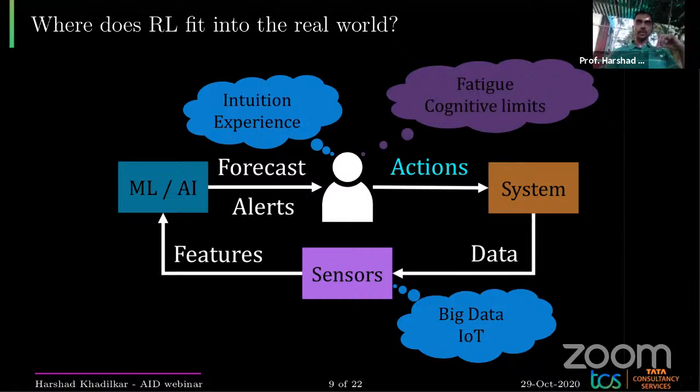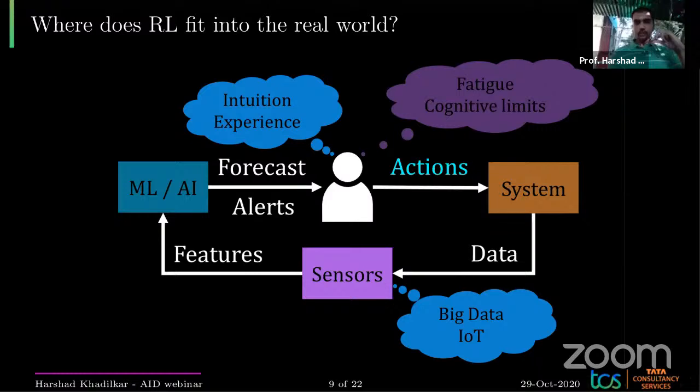But all of these alerts and forecasts are fed to an actual human being. And the human being takes these information points and combines them with his or her intuition or experience and decides what action should be taken on the system. The problem is, when this happens all day, 7 days a week, 365 days a year, the human being gets fatigued. And the human being also has cognitive limits. So when these things happen, the person is likely to make mistakes or not notice when something is going wrong.